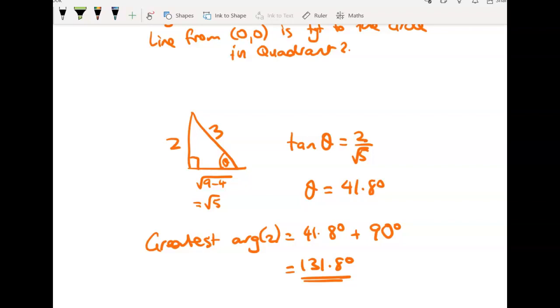So the greatest arg z will be 90 plus that. 41.8 degrees plus 90 degrees, which gives me 131.8 degrees.